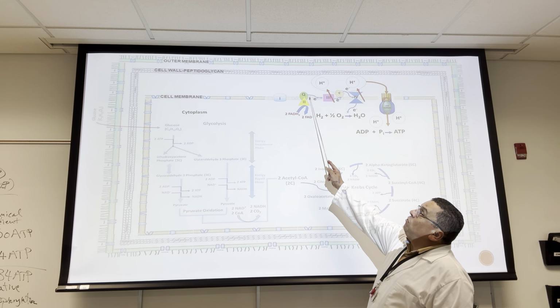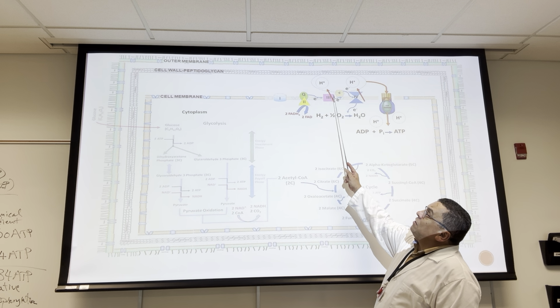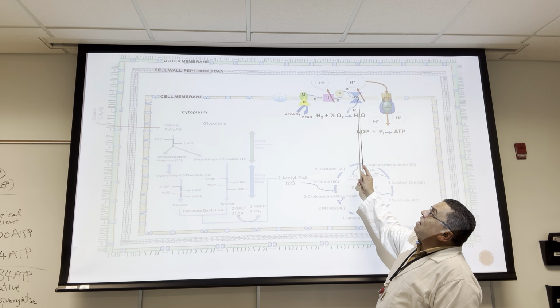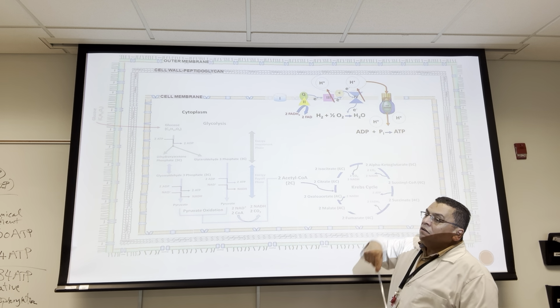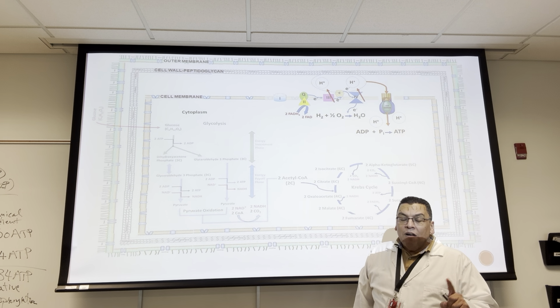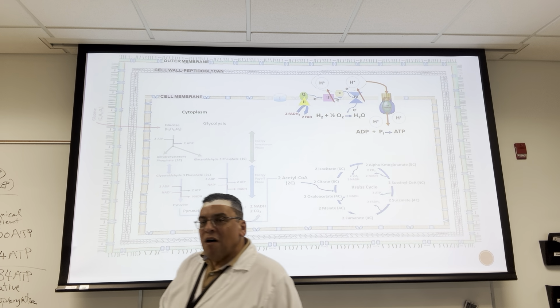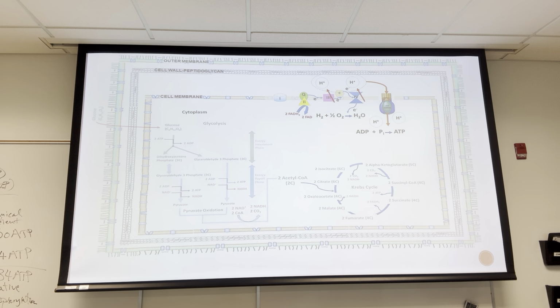The electrons go to complex 3. Complex 3 gives the electrons to cytochrome C. Cytochrome C gives the electrons to complex 4. It's only 3 and 4 that are pumping hydrogen when FADH2 is involved. So I'm going to write that here. When FADH2 is involved, only 3 and 4 are pumping hydrogen.